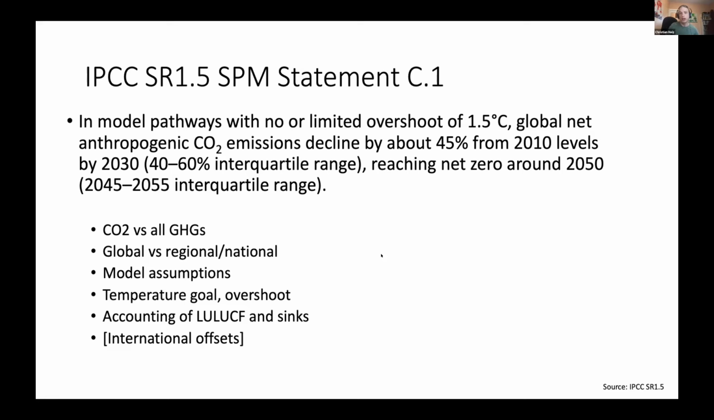And then other things that come to mind are the question of accounting of LULUCF and sinks. I might not be able to get there. And the question of international offsets, right? If the whole world gets to zero around 2050, there's just no space for international offsets in that, because we don't have another planet that we can trade carbon offsets with, right? So the offsets question only comes into play in which country goes earlier and later, but not for the global statement. So yes, that's the general idea here.